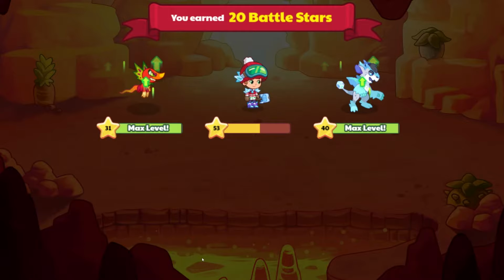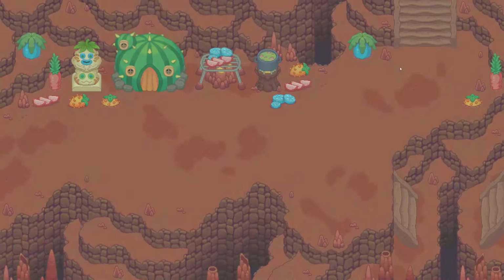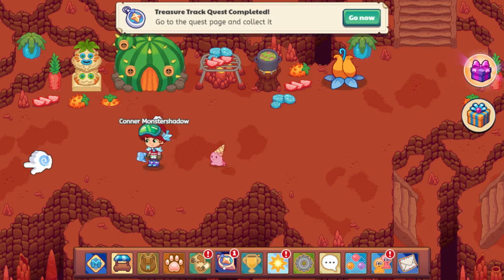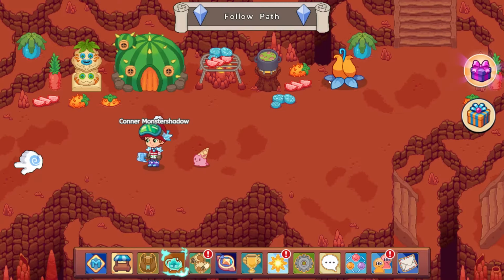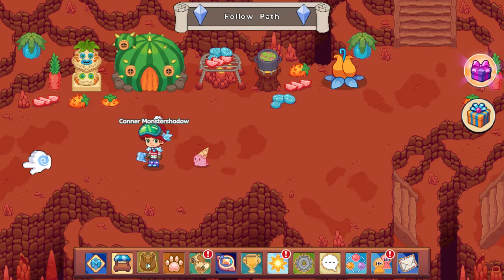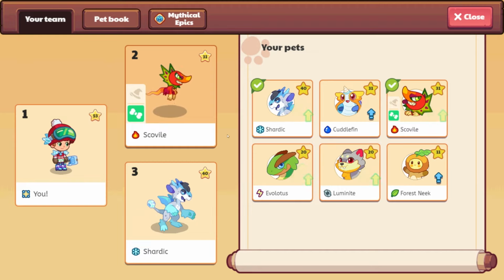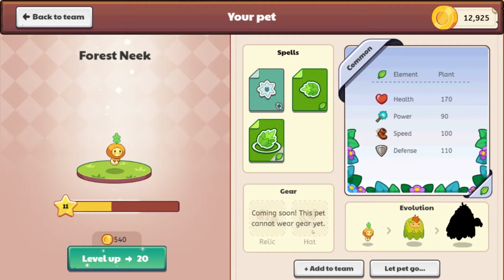All right, let's go ahead and skip. All right, continue. Let's go to our treasure track here. Get our daily for collect, and then we're gonna go ahead and add these guys. Hopefully, we can go ahead and start leveling them up so we can get some pet spells taken care of. Let's see, we have to go over here to our pets. And all of these guys are level up, so I can add them, but this one's only going to be level 20. The Luminite's only going to be level 20 as well, so that's not really useful. I'm going to have to add Cuttlefin and then Forest Neek in order to get some hearts, so I think I'm going to go ahead and do that for the treasure track.